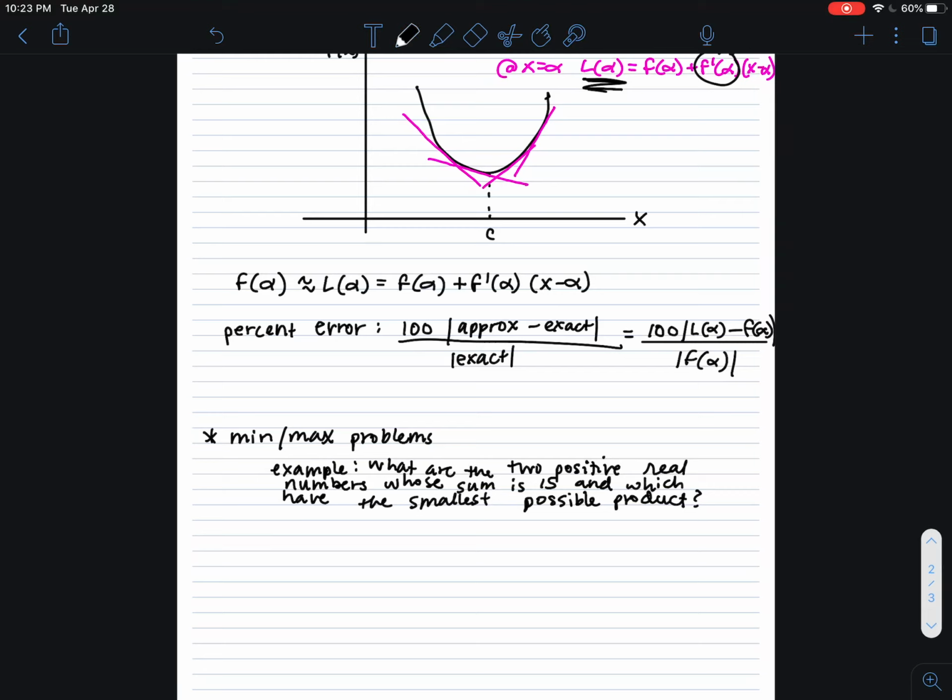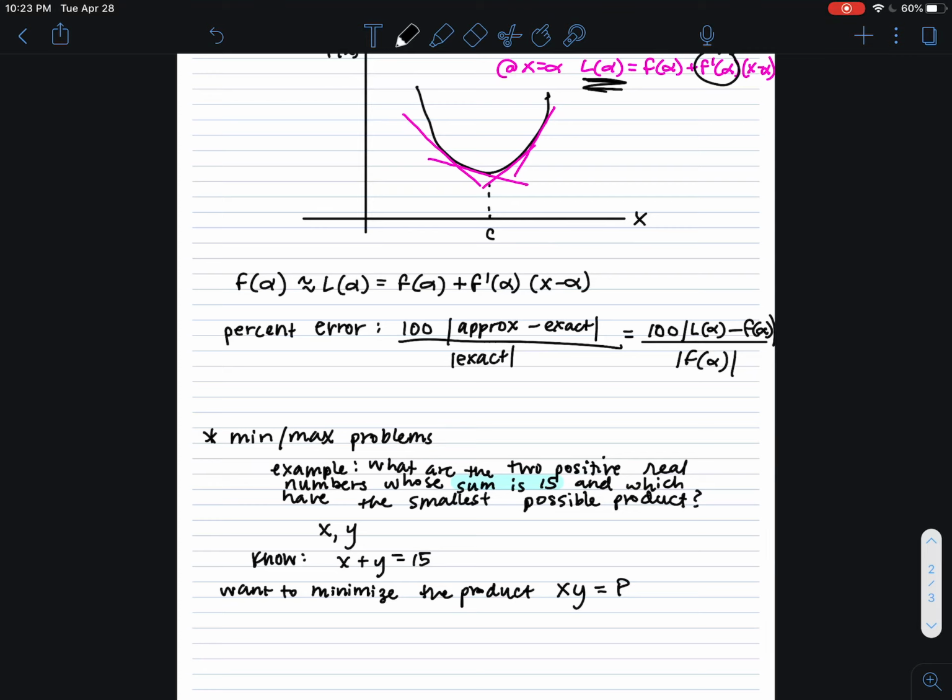So to solve this problem, we need to introduce two variables. Our two positive real numbers, we're just going to let them be x and y. And we know that x plus y is equal to 15, because up here we have that the sum is 15. Okay, so that's what we know. We want to minimize the product, x times y. And we're just going to call this P for product so that we have an equation.